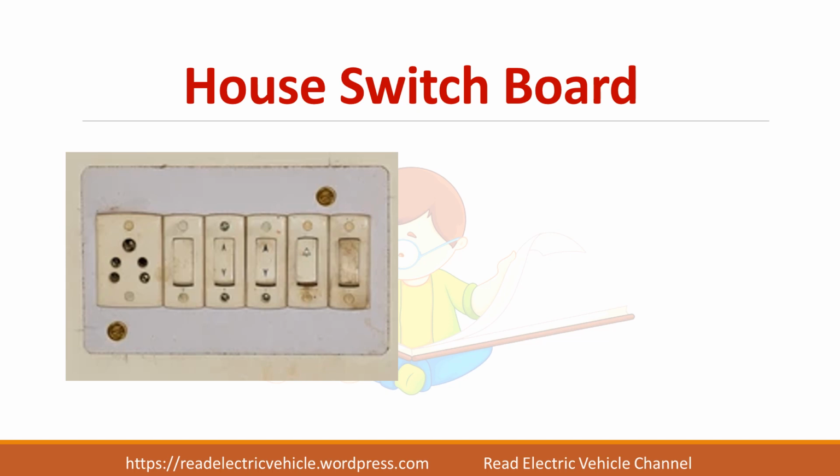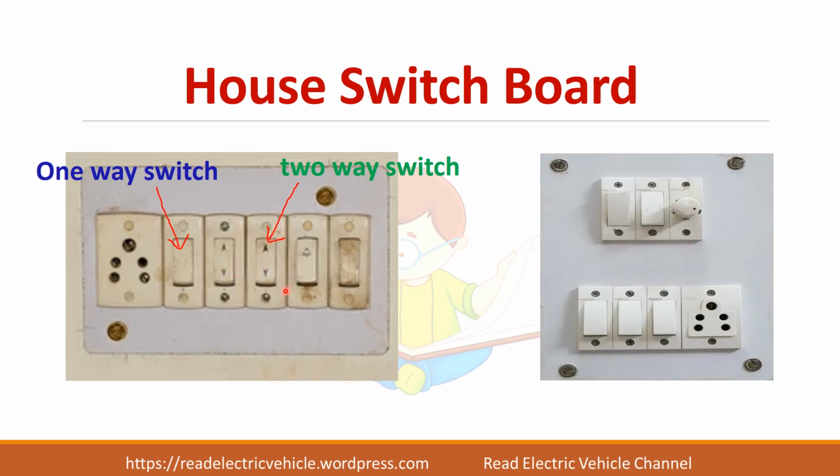This is our house switching board. We can see here there are two types of switches. One is called the one-way switch, which can be used to control the socket here. The other one is the two-way switch. You can see two arrows, up and down, denoting that it is a two-way switch. It can be operated in two positions. And here we have a fan regulator which can be controlled by a one-way switch.